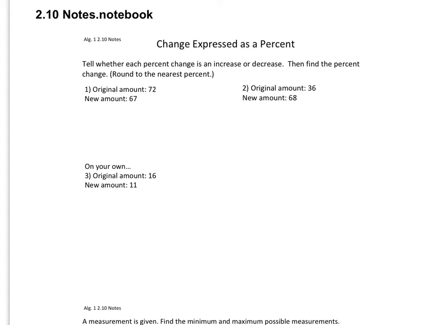So here's how we do the first problem. We are going to take the original amount, subtract the new amount, and divide by the original amount. So the difference is 5, and that's going to be over 72.